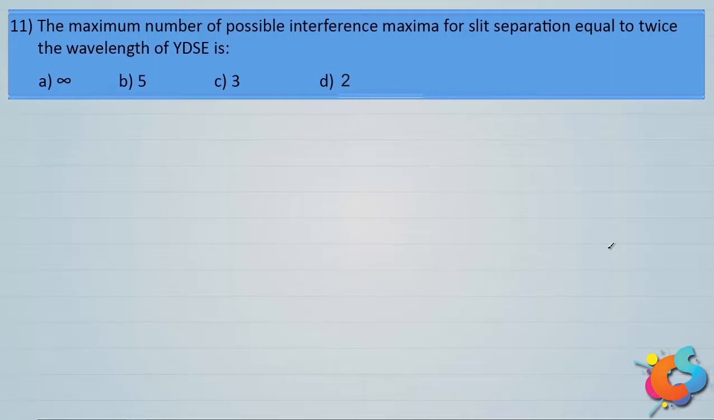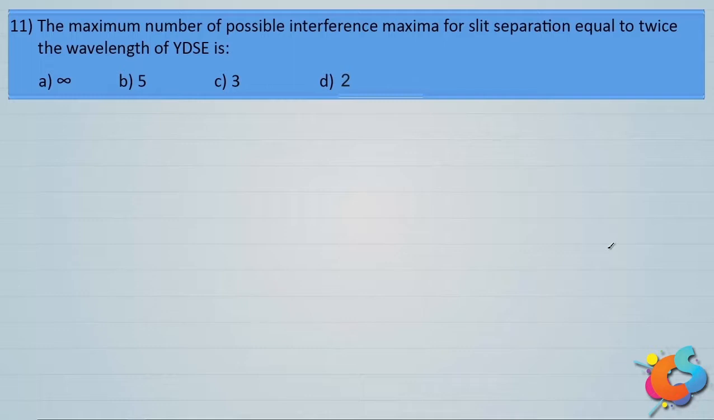Now let's take up the next question, dear students. Let's now solve some of the questions which are asked in a few previous JEE question papers. The maximum number of possible interference maxima for slit separation equal to twice the wavelength in YDS experiment is: options A infinity, B 5, C 3 and D 2.